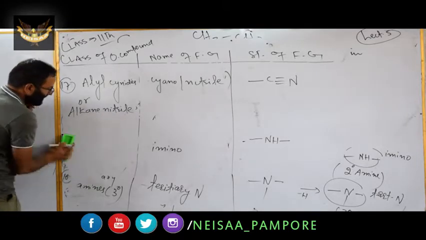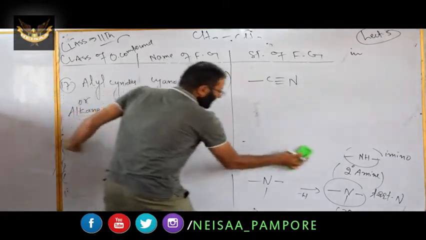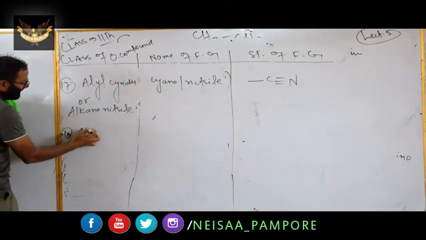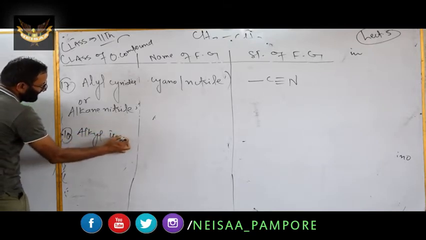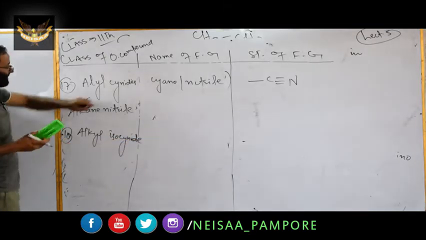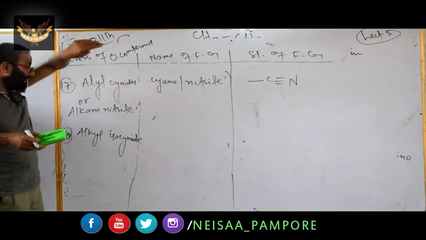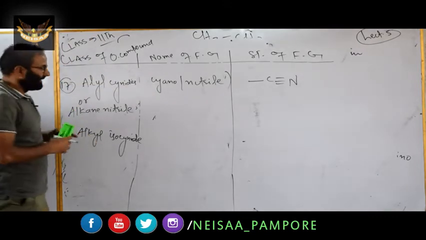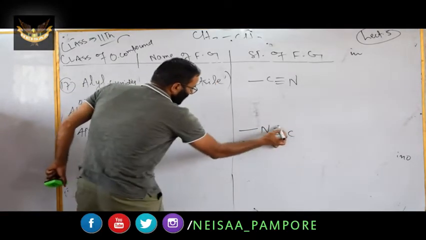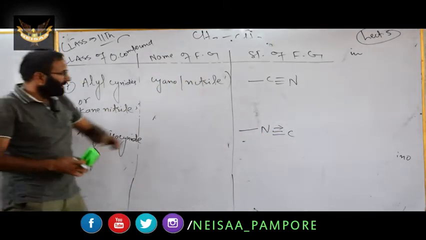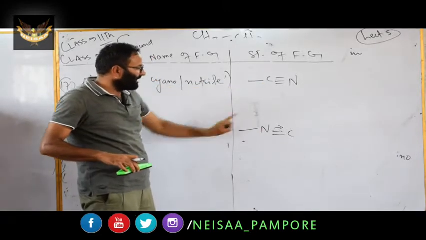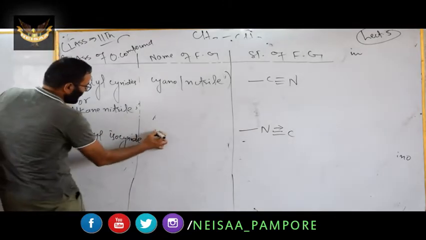We have another class, the 18th class, that is alkyl isocyanide. The 17th was alkyl cyanide, and this one is alkyl isocyanide. Its functional group is N triple bond C. One bond is a coordinate bond. You must have studied this in bonding. When carbon forms the bond, it becomes cyanide. When nitrogen forms the bond, it becomes isocyanide. What will be the name? Isocyano.